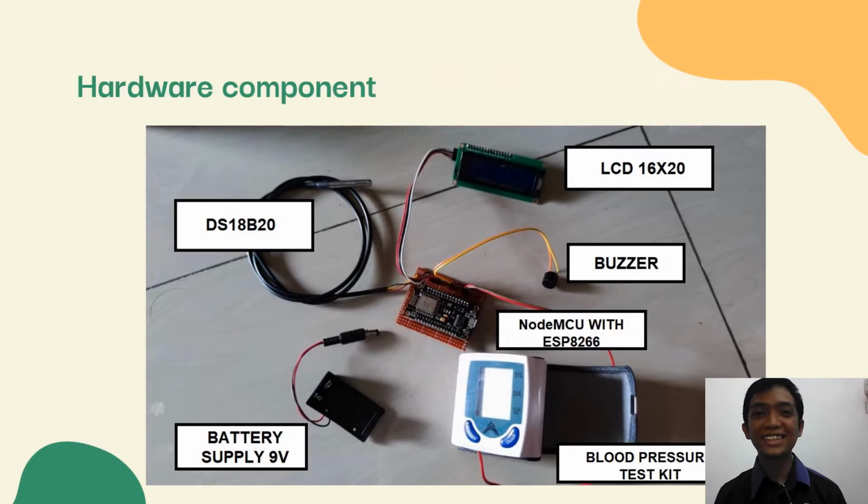As you can see here, the hardware components. The DS18B20 is the temperature sensor. The blood pressure test kit is for the blood pressure sensor, along with the heartbeat pulse sensor. And this project uses a 9V battery supply, a 16x2 LCD display, a buzzer for the alarm, and the NodeMCU with ESP8266 as the main microcontroller board.